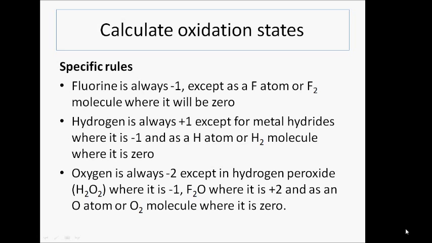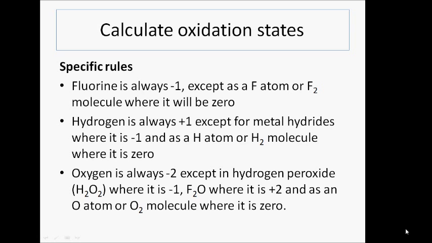The second one of our specific rules is hydrogen. Hydrogen is always +1 in most cases, but there are two exceptions. Firstly, if you have a metal hydride such as lithium hydride, then the hydrogen is not +1, because the metal is more positive. So if you have hydrogen bonded to a metal, the hydrogen becomes -1. If you have lithium hydride, the hydrogen would have an oxidation state of -1.